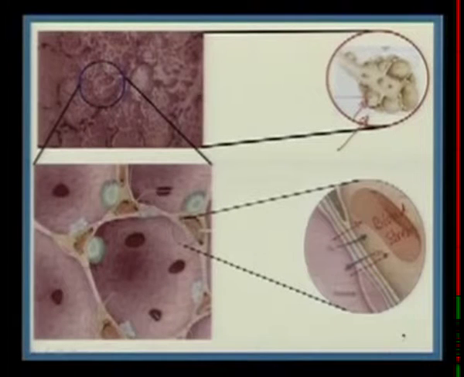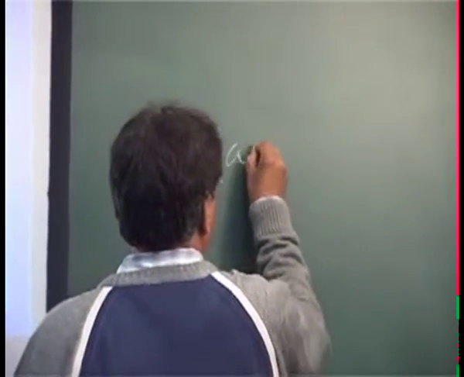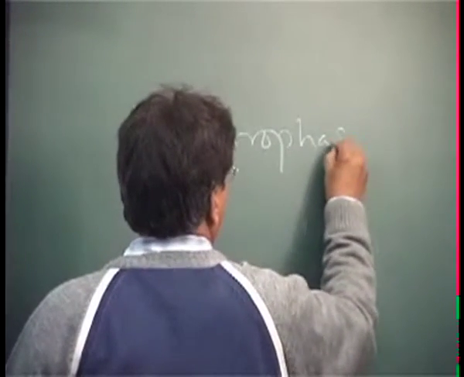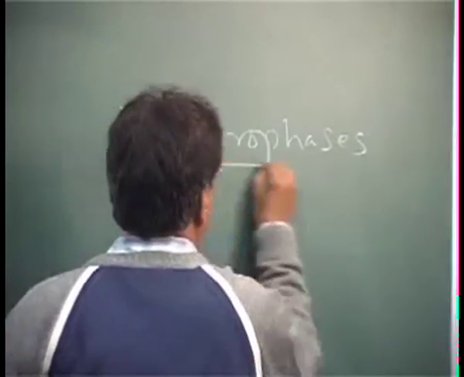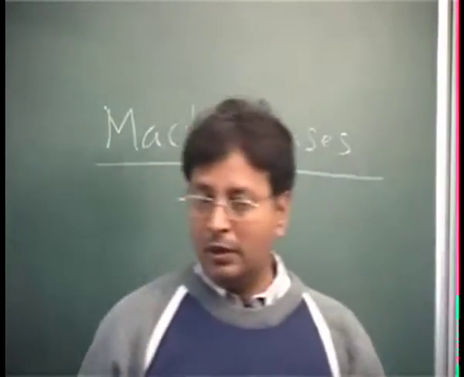And this is very important for the protection of the lungs, and that's called macrophages. Maybe you like to remember this thing. Macrophages. And we'll see its role in a moment.